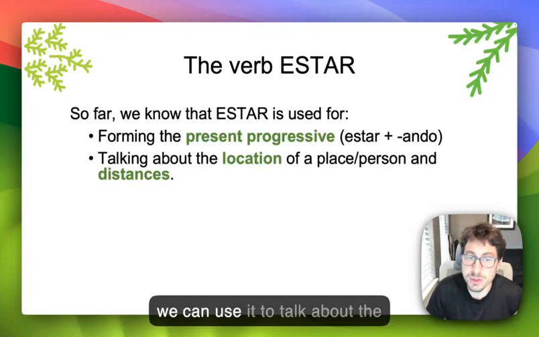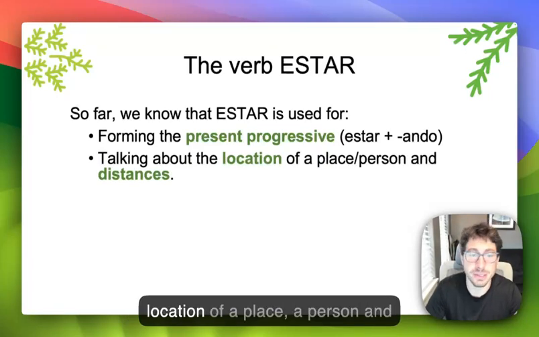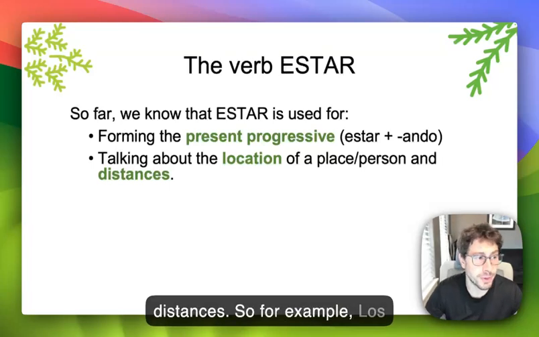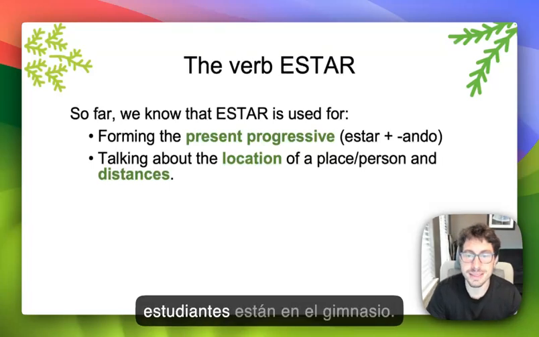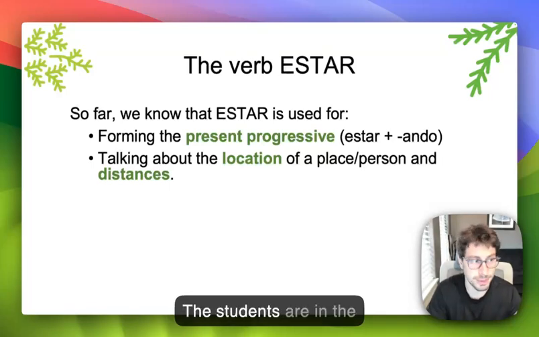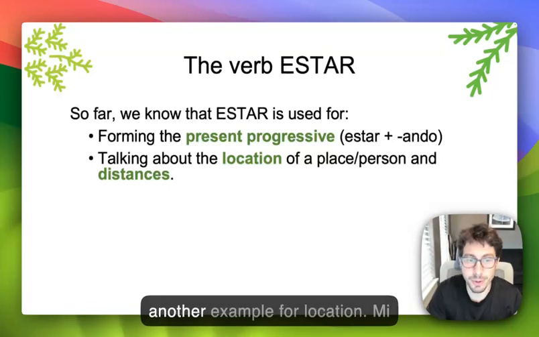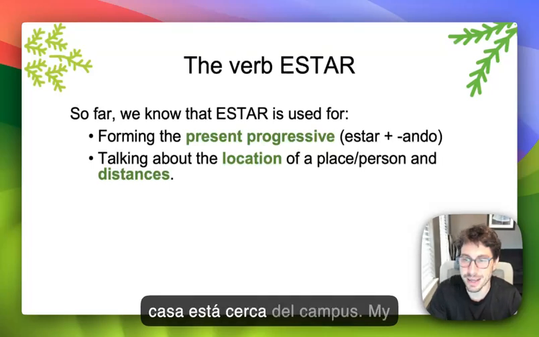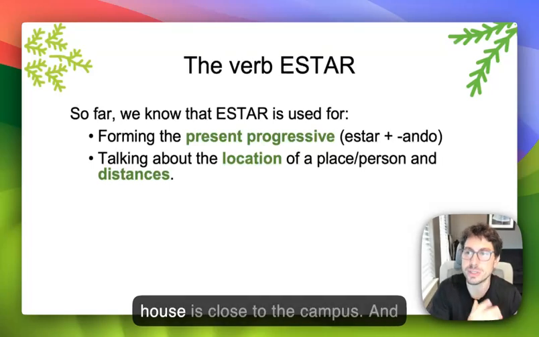Or we can use it to talk about the location of a place, a person, and distances. So, for example, los estudiantes están en el gimnasio. The students are in the gym. For another example, for location, mi casa está cerca del campus. My house is close to the campus.